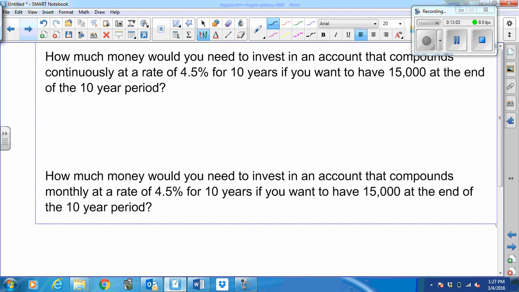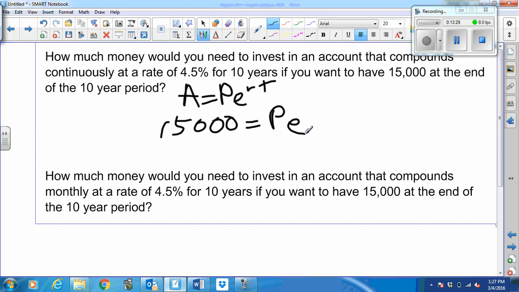Last problem. How much money would you need to invest in an account that compounds continuously at a rate of 4.5% for 10 years if you want to have $15,000 at the end of the 10-year period? So this is our Pert formula. And we want to have $15,000 at the end. We're not sure how much we want to invest, but we know that our rate is 4.5%, and we know that we're investing for 10 years.